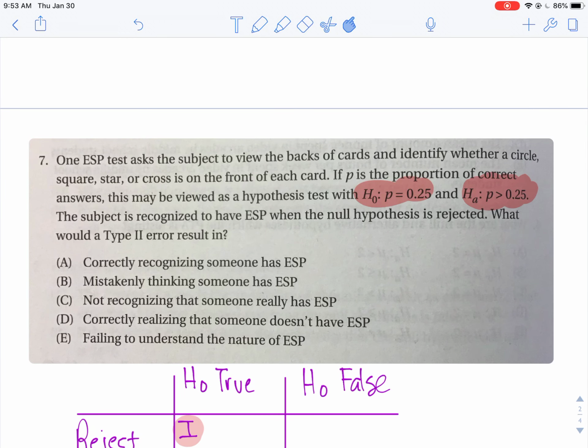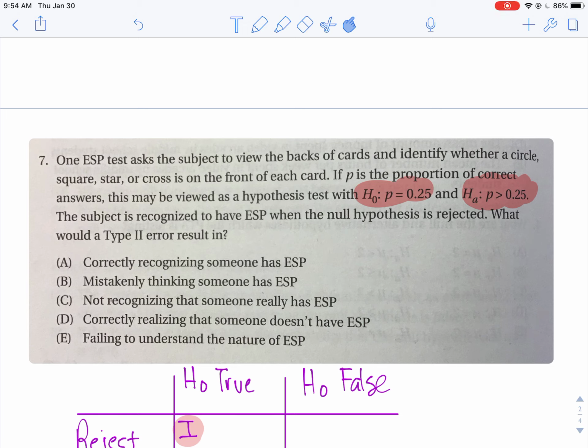So we're looking at, for this example, an ESP test where a subject has to view the back of cards and they identify whether it's a circle, square, star, or cross. There are 4 possibilities. They have to guess what it could be. Now, if P is the proportion of correct answers, our null would be that they should be getting about 25% of them correct because there are 4 possibilities.